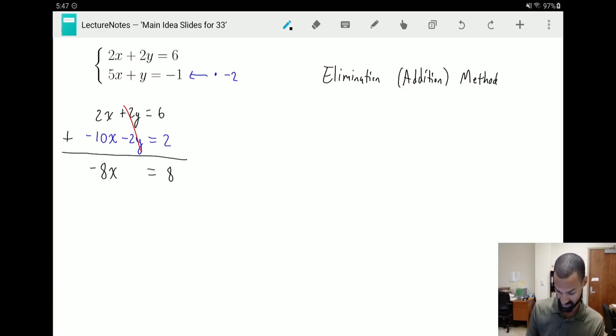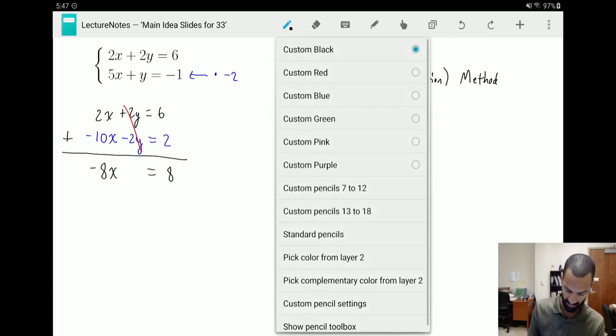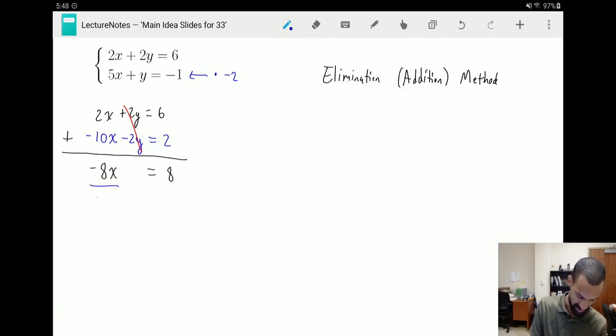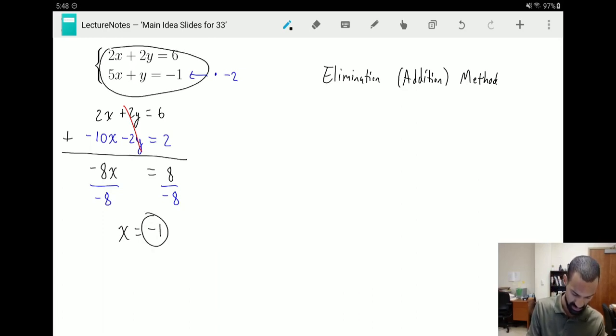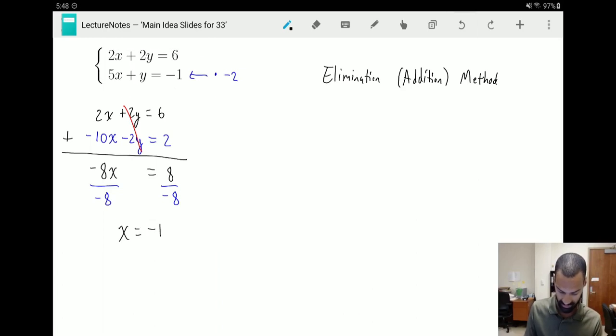So let's keep going. Negative 8x equals 8 is a simple equation. To solve that, divide both sides by negative 8. 8 divided by negative 8 is negative 1. So we have an x value. Remember, we're looking for a shared ordered pair, a shared point. So we need to find a y value. Well, just take this negative 1 and substitute it into either one of those equations. I'm going to go with the top one.